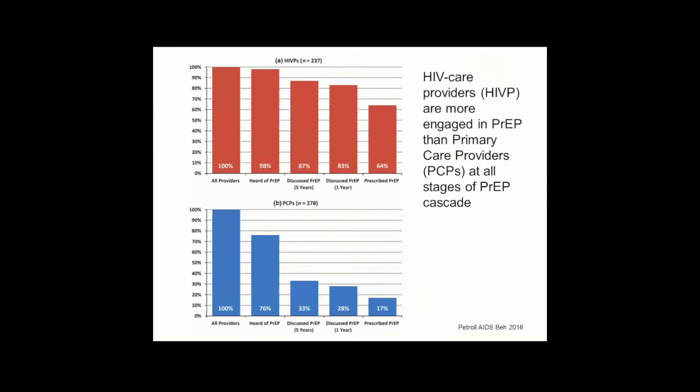So where are we now in terms of awareness and experience with PrEP? These are some data from a national survey of HIV providers, the top group in red bars, and then primary care providers, the bottom group in blue bars. It was done in 10 metropolitan cities with high areas of HIV incidence. They wanted to figure out what that cascade of awareness and experience was among these two groups of providers.